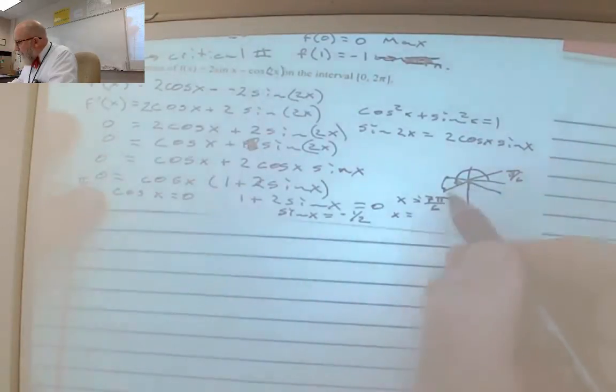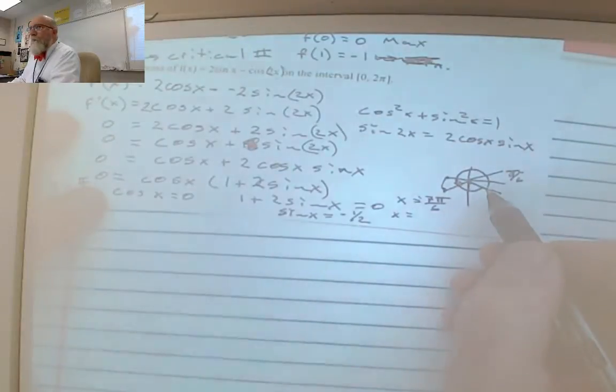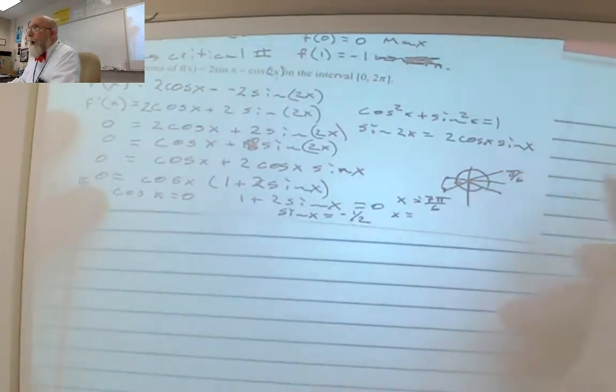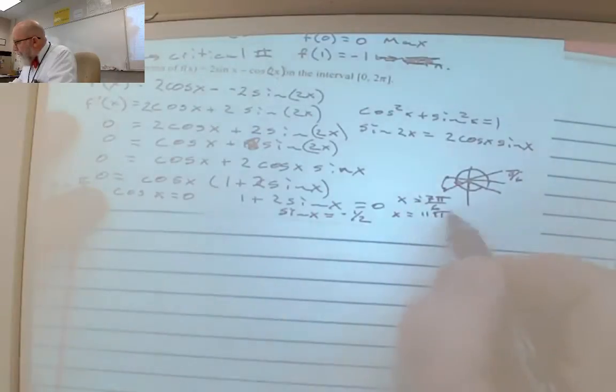This to here would be 2 pi, but I've got to back off pi over 6, right? So what would be 2 pi minus pi over 6? 11 pi over 6. That's how my brain works.